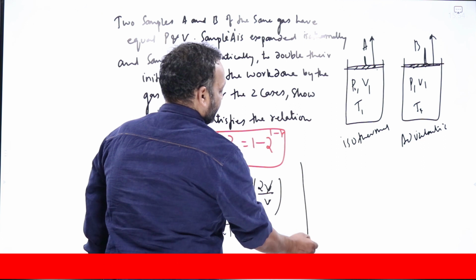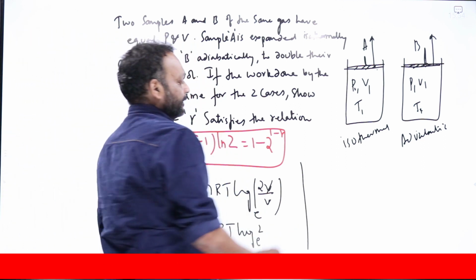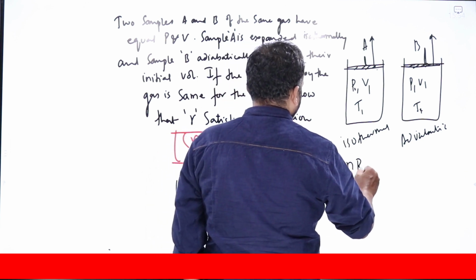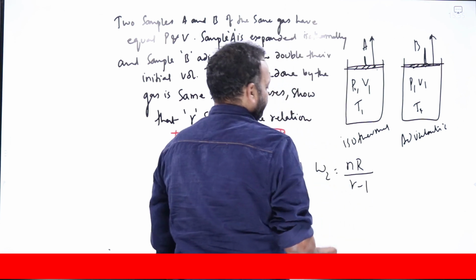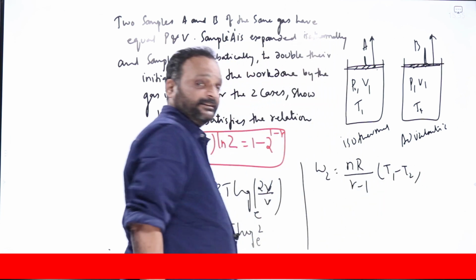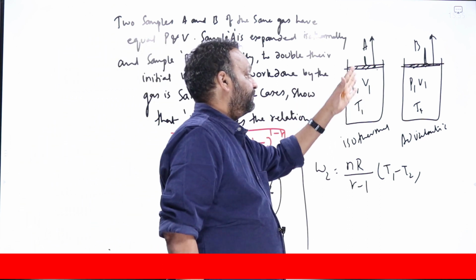Next, the second one is expanded adiabatically. What is the formula for adiabatic work? Adiabatic work, I'll take W2, equal to nR by gamma minus 1 into T1 minus T2, initial temperature minus final temperature. Because the first process is an isothermal process, its temperature will not change.